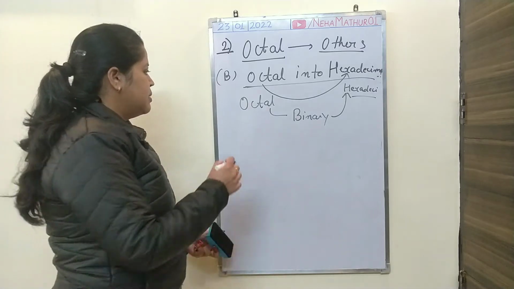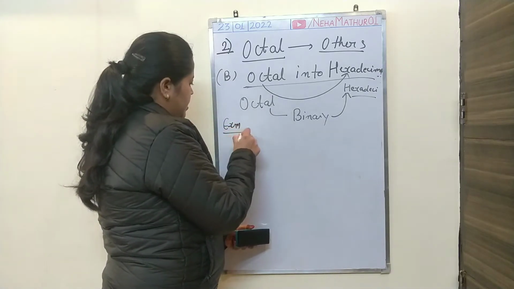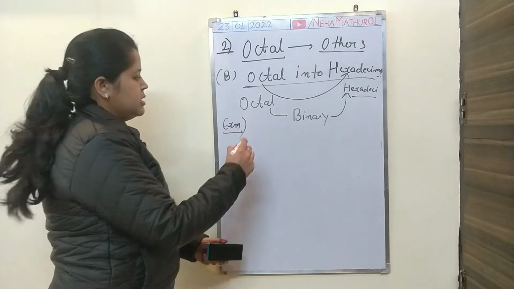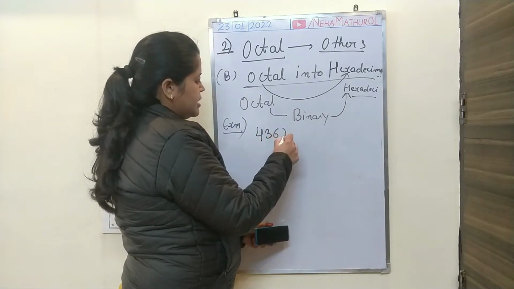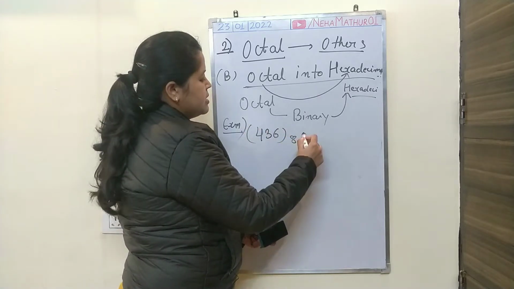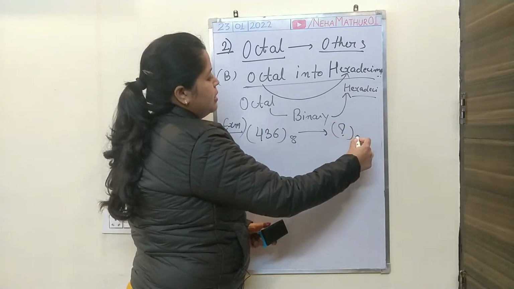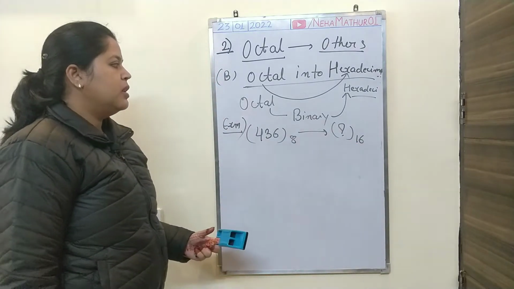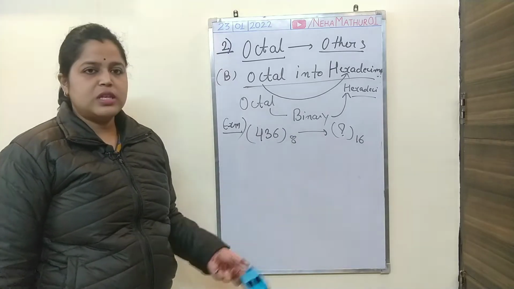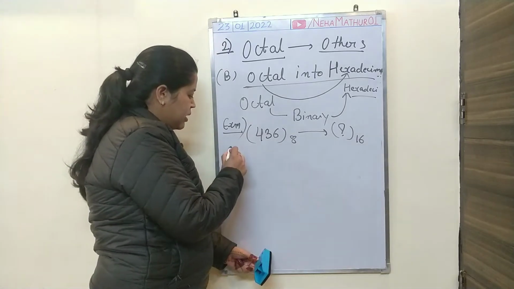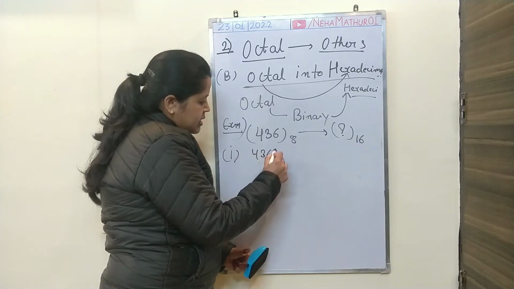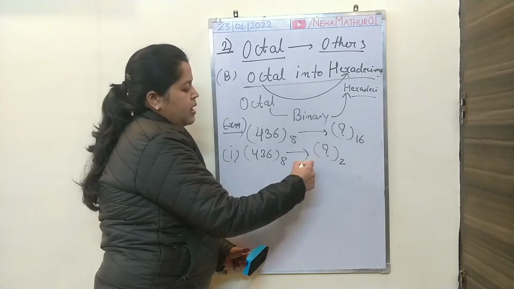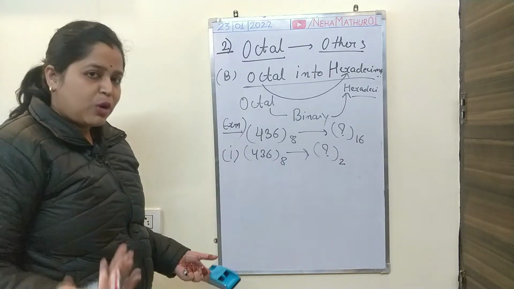So now I am taking a simple example. Just I am taking 436. This is a simple octal number having base 8, and you want to convert that number into hexadecimal, means 16. So as I told you, it is not possible that we can directly convert that number into 16. So firstly I will have to convert that 436 having base 8 into binary. Fine. And you already know what the process for this conversion is.